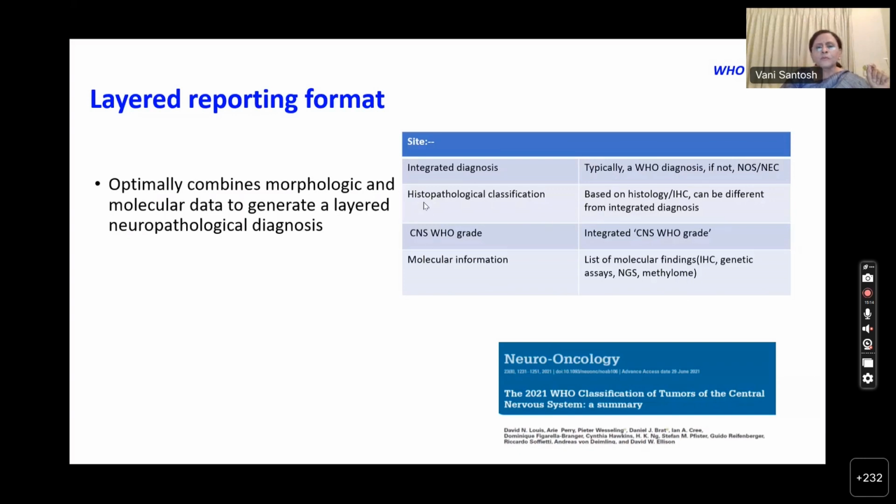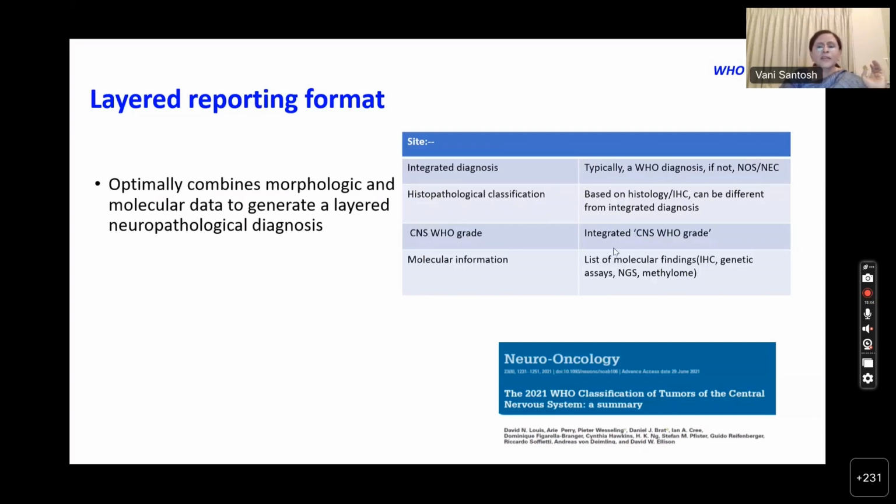The second layer is histopathological classification that is based on histology, immunohistochemistry. Mind you that this can be different from the integrated diagnosis. That is, for example, you have a tumor in a pediatric age group where the histopathology looks like oligodendroglioma, but the molecular alterations are totally different. It is not at all an oligodendroglioma. It could be a MAP kinase altered pediatric type of low-grade glioma. So this is a histopathological classification.